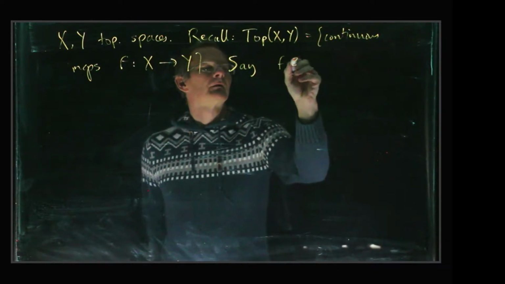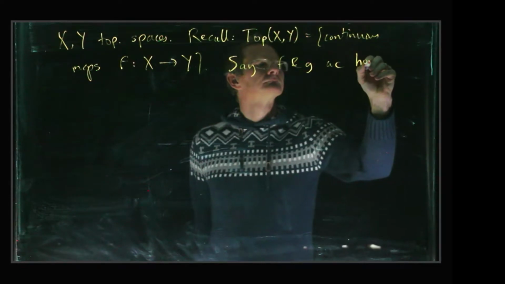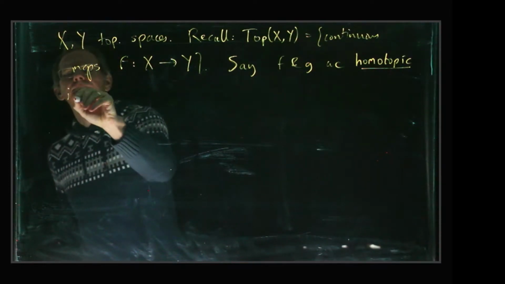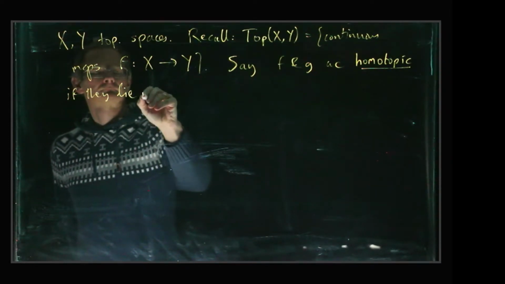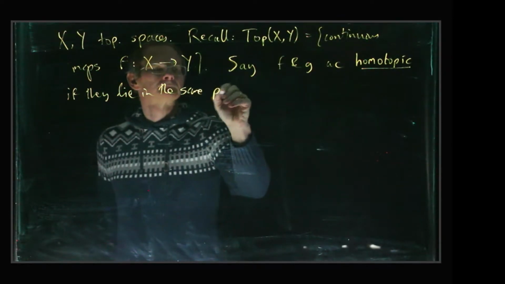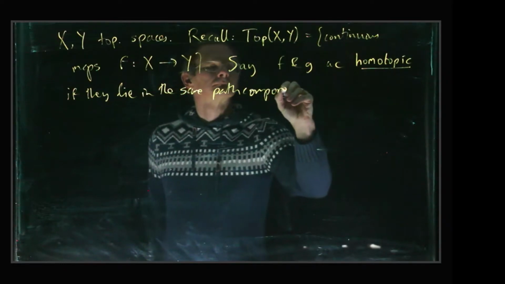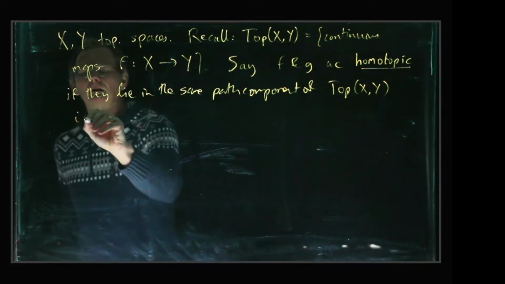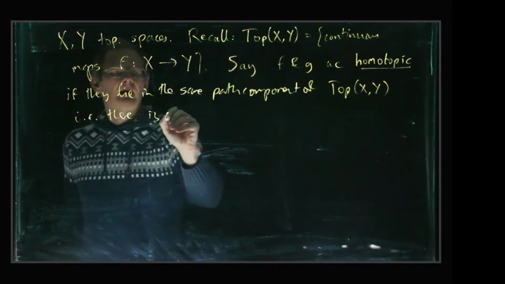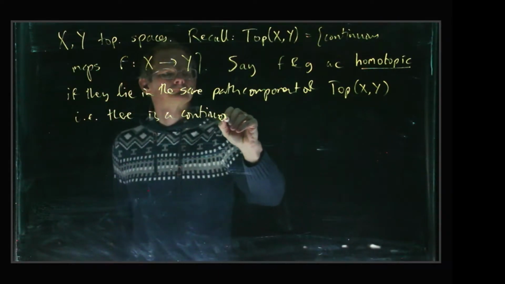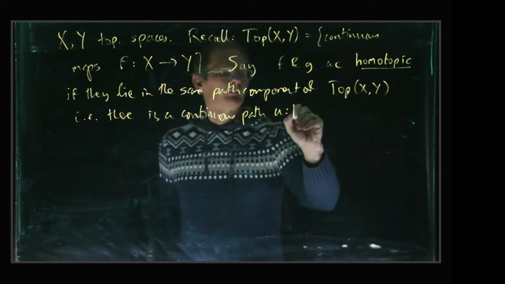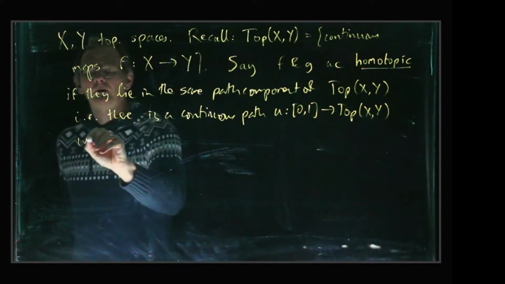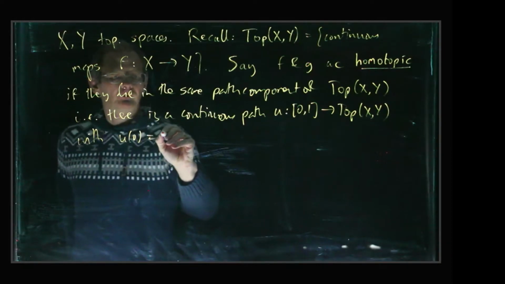f and g are homotopic if they lie in the same path component of Top(X, Y), i.e. there is a continuous path u from the unit interval to Top(X, Y) with u(0) equals f and u(1) equals g.